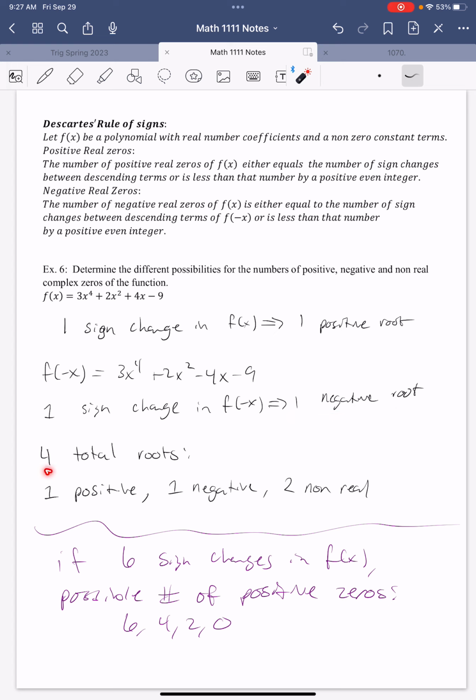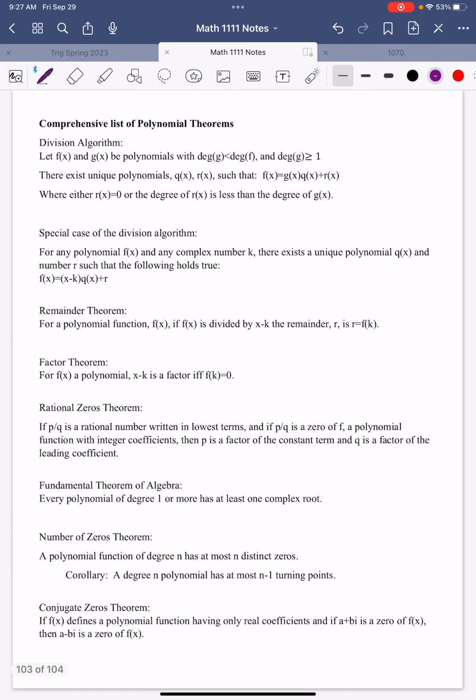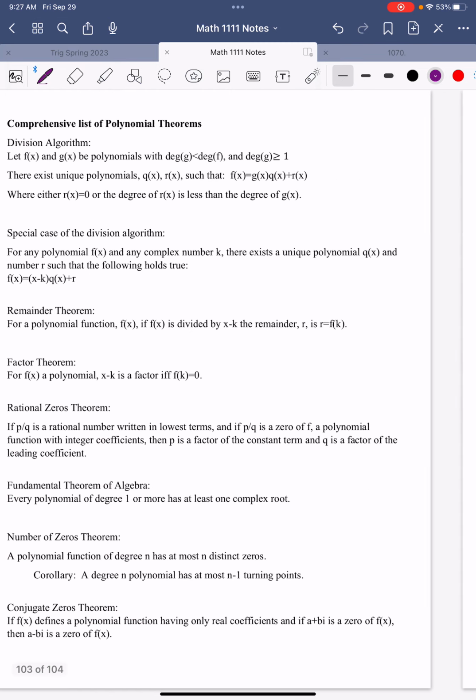Now there has to be 4 total roots, and if there's one positive, one negative, there have to be 2 non-real. And let's make another note. Non-real roots come in pairs. They always have to come in pairs. Okay, and then at the end of the notes, I just have compiled a list of all of the theorems.